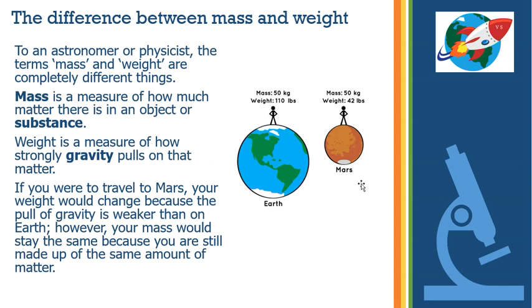So you can see in the diagram here we have a person on Earth, mass 50 kilos, but the weight is 110 pounds. Now, put the same person on Mars and their mass remains the same, but their weight is 42 pounds, less than half of their weight on Earth. And that's because the pull of gravity on Mars is much less.